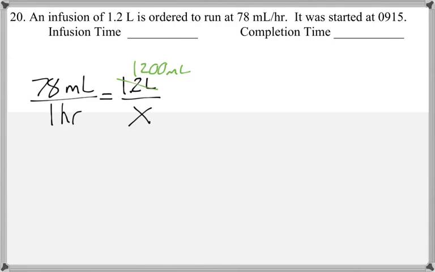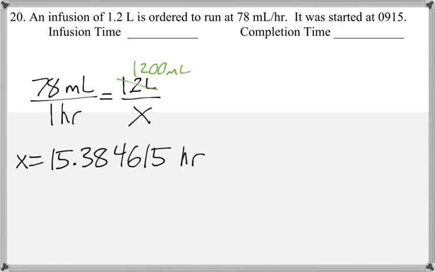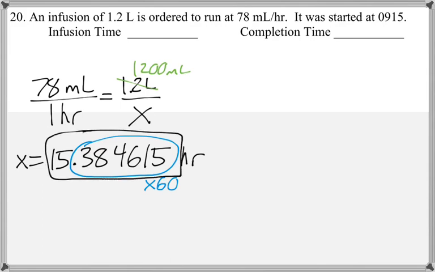One times 1200 divided by 78, and we get x is equal to 15.384615, and this is in hours, but we need to express the infusion time in hours and minutes. So the decimal part I need to multiply by 60. Now, kind of a shortcut on your calculator is that you already have this entire number on your screen. So you just want to multiply the decimal part by 60.